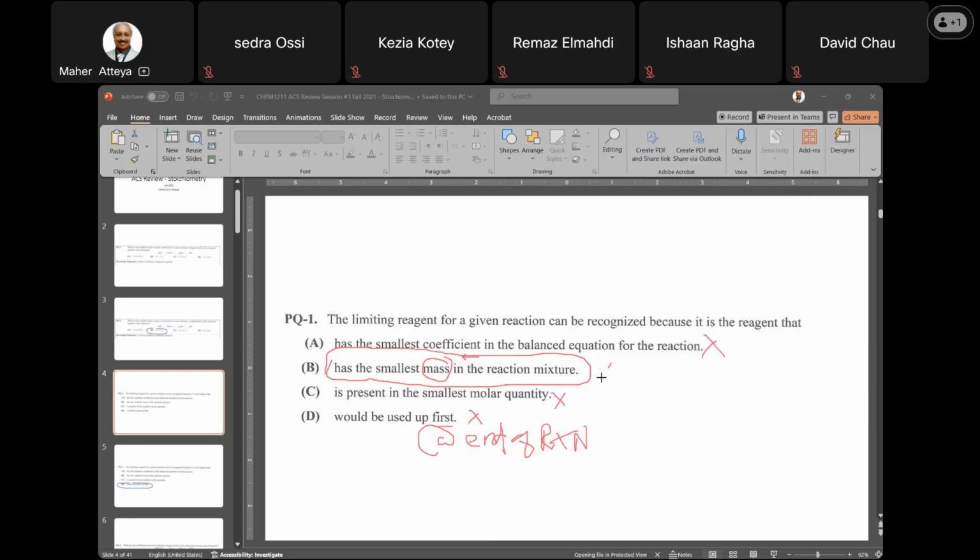So the answer would be close if we really reshape it a little bit by number of moles. The number of moles that has the smallest mass, that's not true. You might have the smallest mass, but their molar mass is huge, so the number of moles is different. So let's see what their answer is.